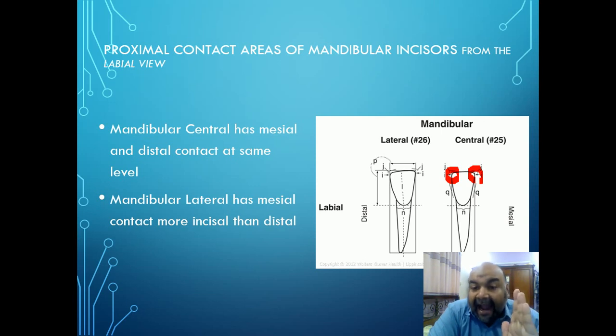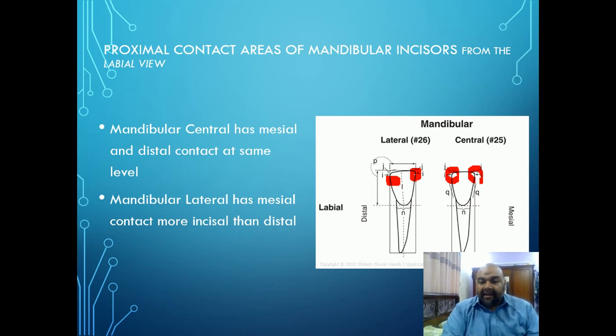They are symmetrical, they are identical. Their contact areas are identical on the proximal surfaces, and that is why they are considered the most narrow and the most bilaterally symmetrical teeth in our oral cavity. While in the mandibular lateral incisor, the mesial surface has a contact which is much more incisal as compared to the distal contact, which is much more distal. So you can compare the contact areas.